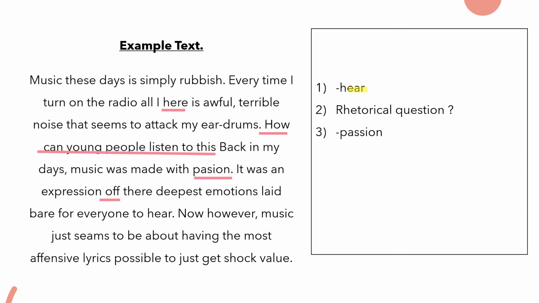Number 4. So it was expression of their deepest emotions. So you've got the word of instead of. Okay, so they sound very, very similar, but OFF is like turning a light switch on or off, and of means an actual connective word to link those ideas together.